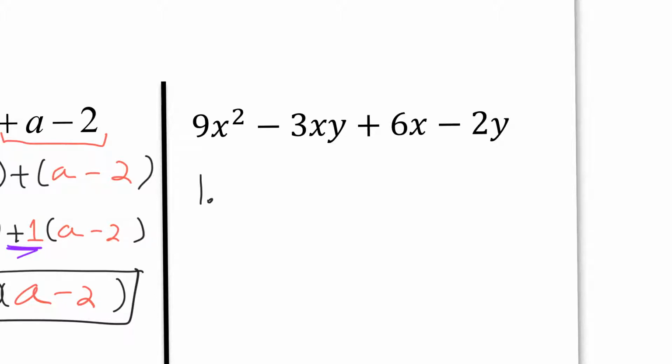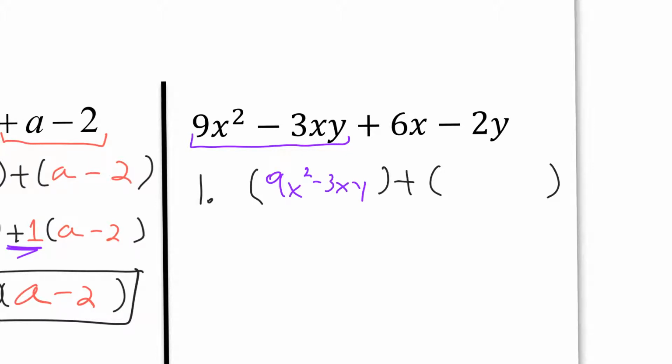So step number 1, you guys will make two parentheses right here. There's your two groups that you're making. I'm going to write down the first two terms, 9x minus 3xy. And then I'm going to write down the next two terms, positive 6x minus 2y here.